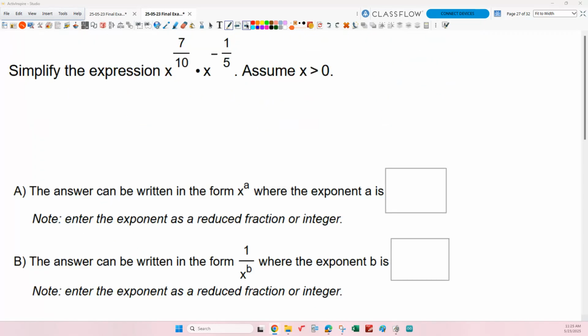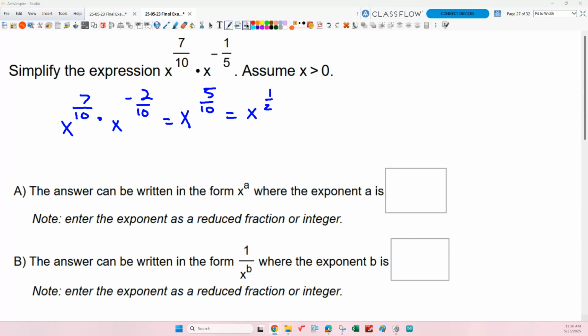Okay, what's the rule when we multiply variables with exponents? Yeah, we just add them. So, can I add these straight away? Yeah, technically no, we need a common denominator. So how would I change that negative 1/5? Negative 2/10. So what does that simplify down to? 5/10 or 1/2.